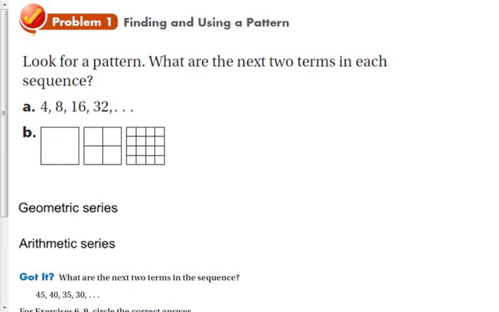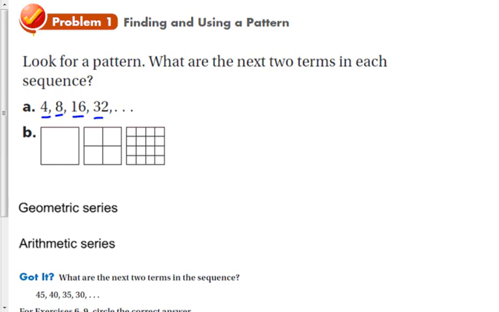Okay, one of the things we're going to do is use inductive reasoning to try and figure out some problems. Inductive reasoning is where you look for a pattern and try and make a prediction from that. So here we are. We have a pattern. We have 4, then 8, then 16, then 32.